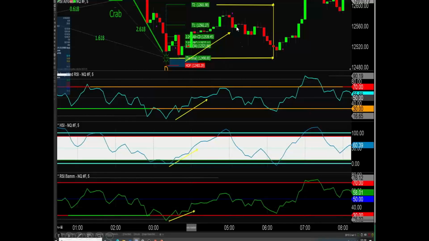We look for HSI, yes, but something like amplified RSI is even more sensitive because it'll show those rollovers even more clearly, or more quickly. Monitoring those indicators, it's a great way to see what's really happening.